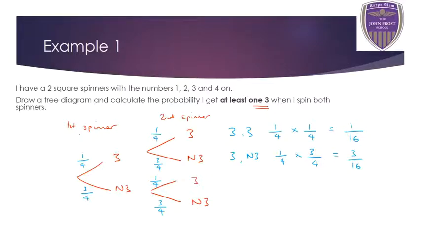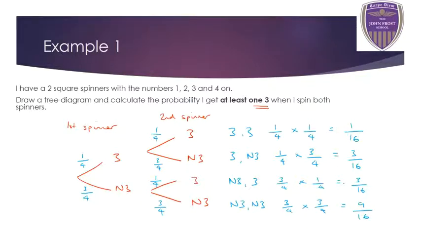Then the next one. So we've done the 2 possibilities for getting a 3 on the first one. Now it's not getting a 3 on the first one. So not getting a 3 and then getting a 3 is 3 over 4 times 1 over 4, so again that's 3 over 16. And the last possibility is not getting a 3 on either spinner. So not getting a 3 the first time and not getting a 3 the second time, and that's 3 over 4 times 3 over 4, which is 9 over 16.